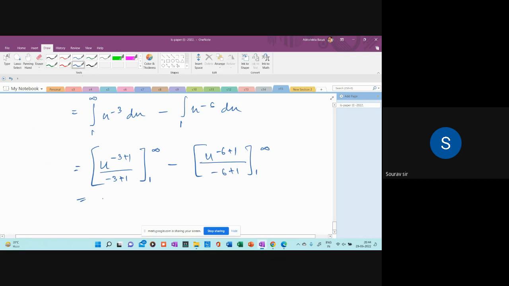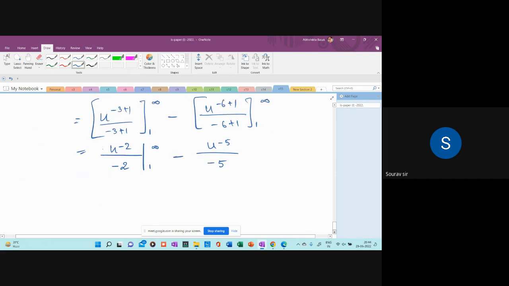That is going to give me, okay, let's write this over here, u to the power minus 2 by minus 2, 1 to infinity, minus u to the power minus 5 by minus 5, 1 to infinity. So let's write this, minus half is over here, 1 by u square, 1 to infinity, and you will write 1 by 5 and 1 by u to the power 5, 1 to infinity.